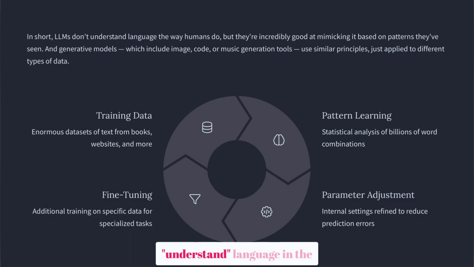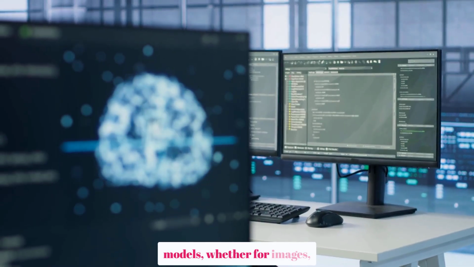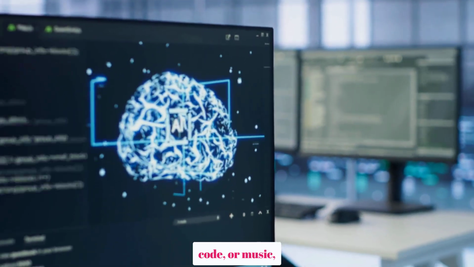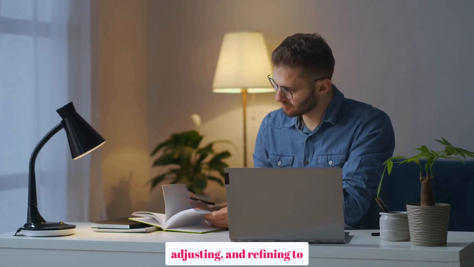LLMs don't truly understand language in the human sense. Instead, they mimic it based on the patterns they've observed in their training data. Generative models, whether for images, code, or music, operate on similar principles. It's a circular process of learning, adjusting, and refining to produce the desired output.